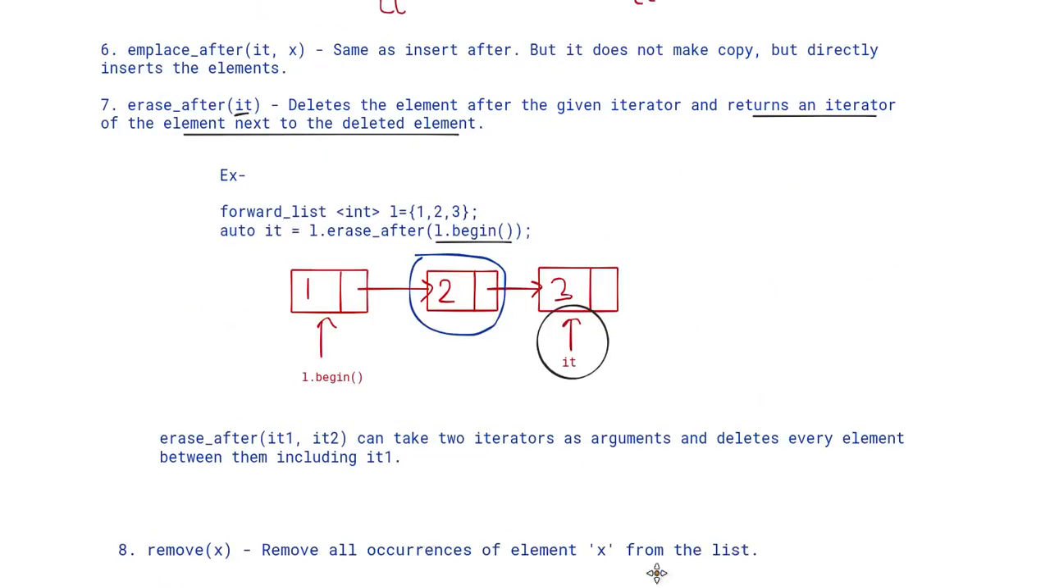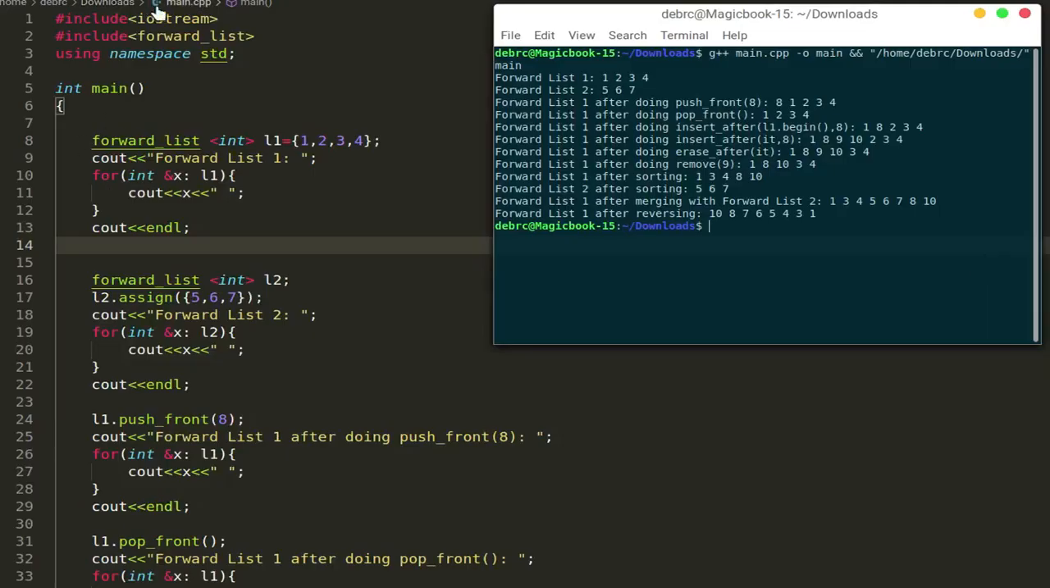Let's see it. Okay, so here we can see that we included the header file of forward list, and obviously we used namespace std, and then we declared one forward list L1 and assigned some values 1 2 3 4 like this. Then we are printing, creating an iterator and counting it. See, here is our output: 1 2 3 4. Cool.